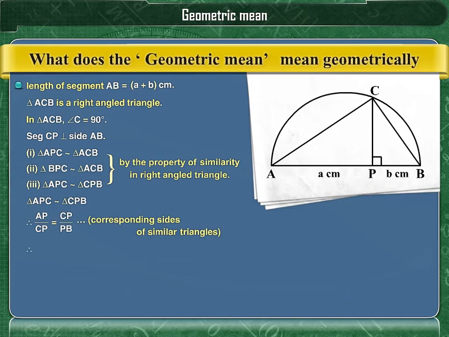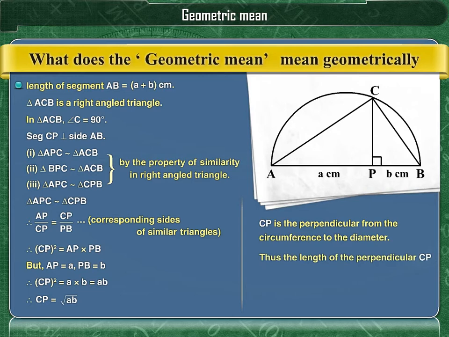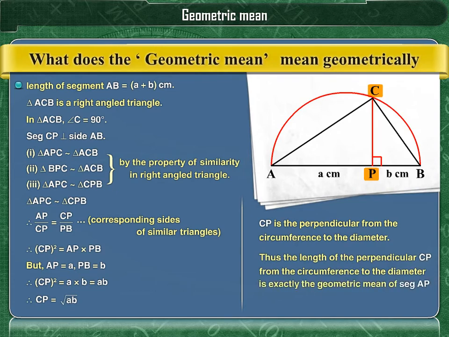By cross-multiplying, we get CP square is AP into PB. Substituting AP is a and PB is b, we get CP square is ab. Therefore, CP is square root of ab. What is CP? CP is a perpendicular from the circumference to the diameter. Thus, the length of the perpendicular CP from the circumference to the diameter is exactly the geometric mean of segment AP and segment PB, that is, a and b.